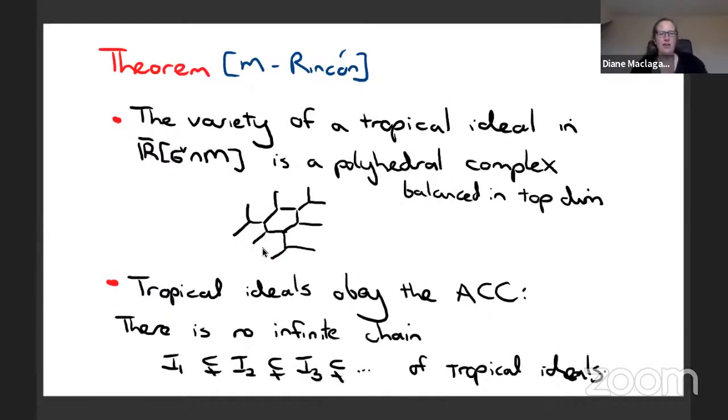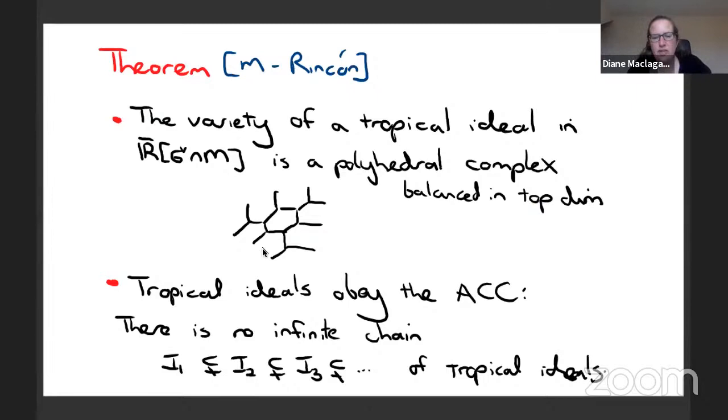Why do we care about these? Well, the good news is if we have a variety of a tropical ideal, if I add the subtraction condition in, then the varieties are polyhedral complexes, and they satisfy this extra combinatorial condition called the balancing condition. So this means that they're the basic object that we study in tropical geometry.